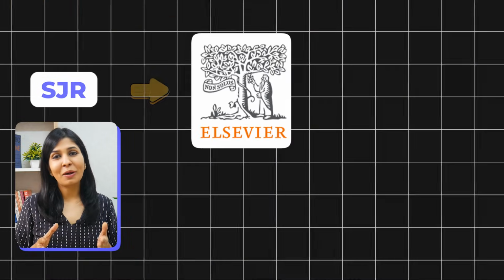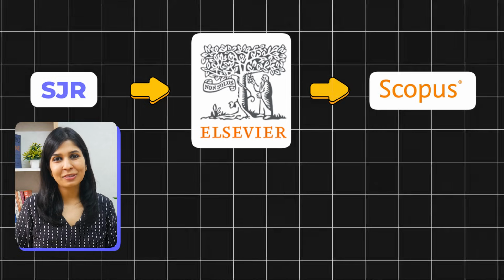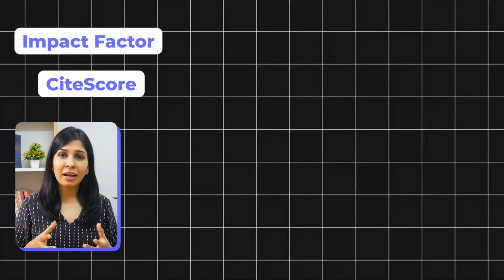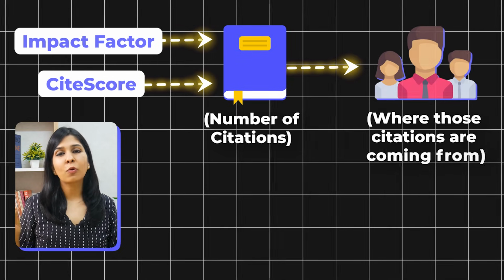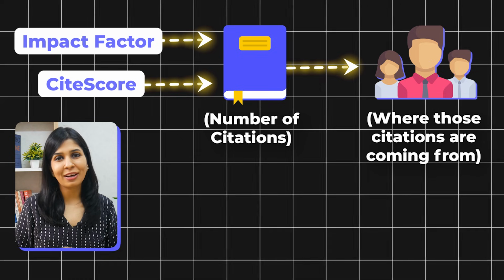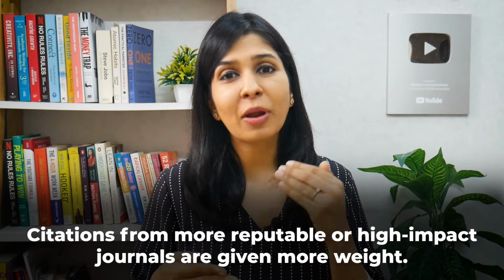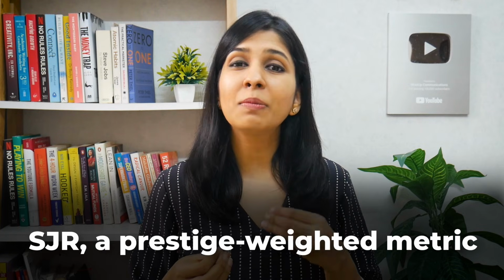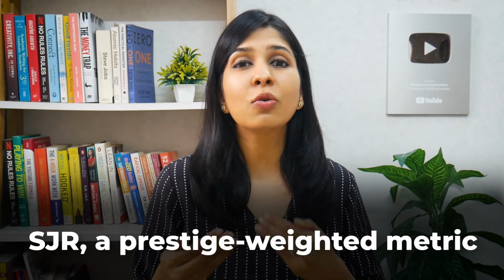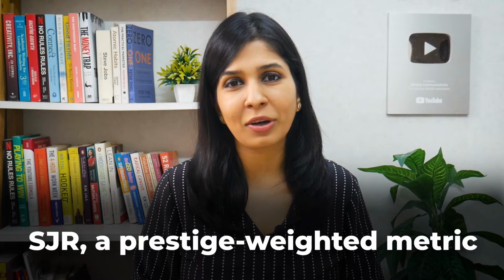SJR is also published by Elsevier under its Scopus database. Now, while impact factor and site score count the number of citations a journal has received, SJR also takes into account where those citations are coming from. Or in simple terms, citations from a more reputable journal are given more weightage. Think of it like getting a vote from someone influential. It counts more. This makes SJR a prestige-weighted metric and can be really useful when you want to assess the quality of a journal and not just quantity.